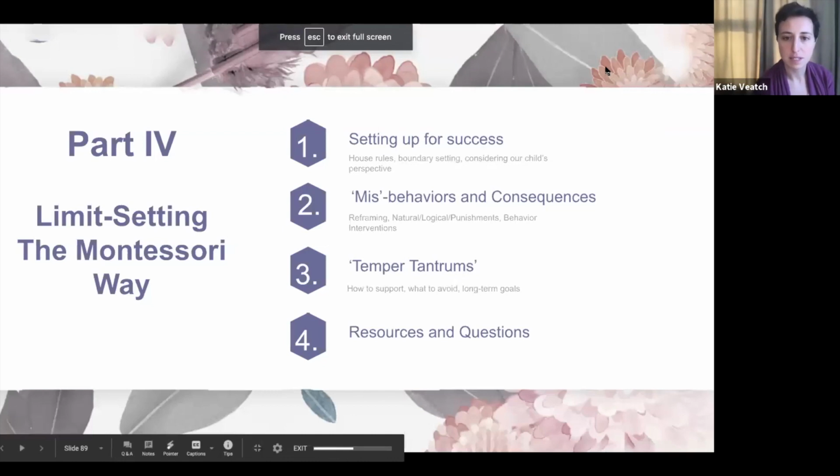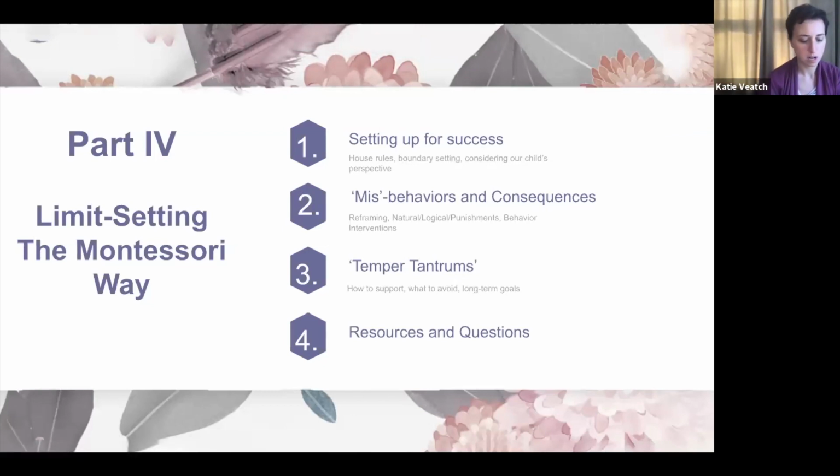Okay, limit setting, welcome. This part has my whole heart. We are going to try to stick to our time so that we have time for questions at the end. So we're going to talk about setting up for success, house rules, what that looks like, misbehaviors, whatever that means, and consequences. Let's talk about this concept of temper tantrums, and resources and questions.